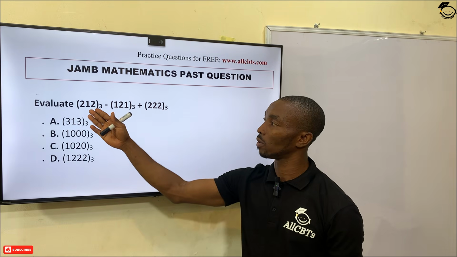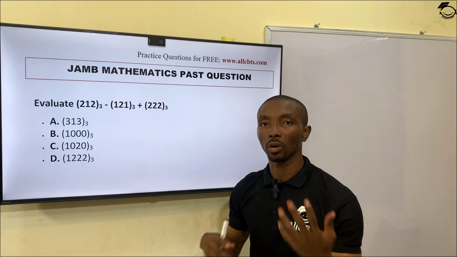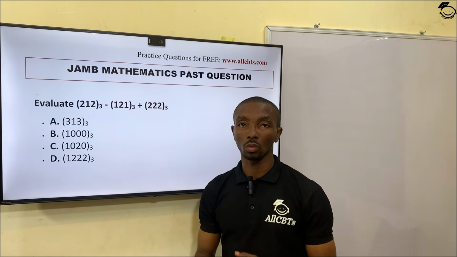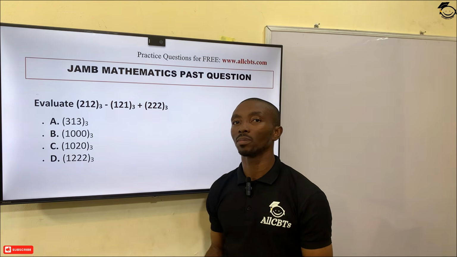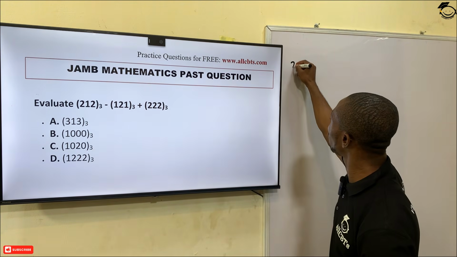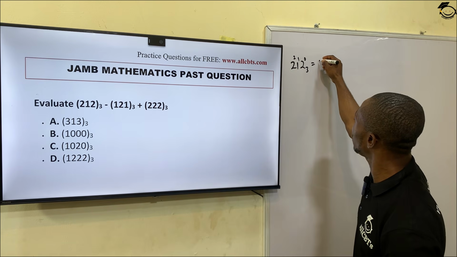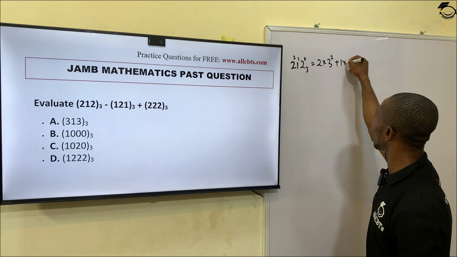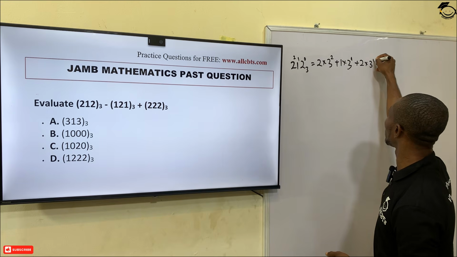Or we can first of all convert all to base 10, add and subtract, then convert back to base 3. But in this case, we are going to convert to base 10, add and subtract, then reconvert back to base 3. Now, let's get right into it. We have 212 base 3. So this becomes 2 times 3 raised to power 2 plus 1 times 3 raised to power 1 plus 2 times 3 raised to power 0.